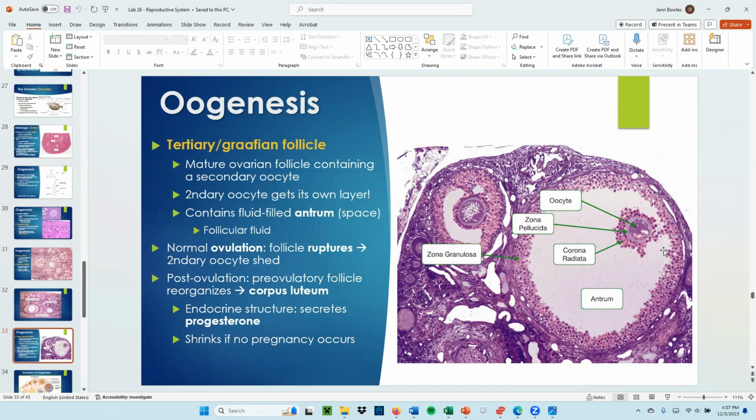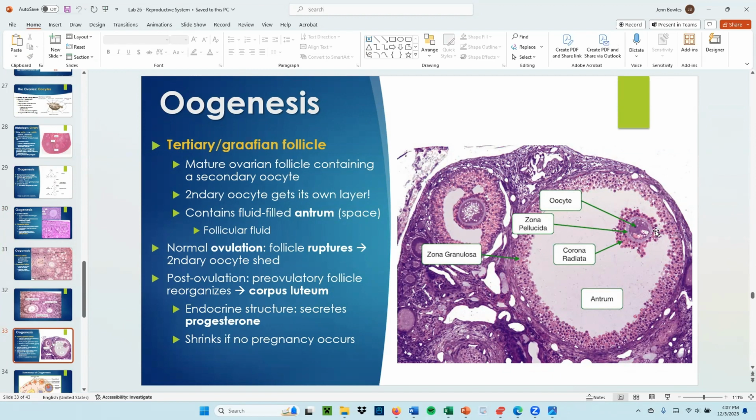We still have those layers of cuboidal cells, but they've been pushed way out. And in the middle here, we have this cavity called an antrum. So definitely want to know that term. In this case, within that mature tertiary follicle, this is now called a secondary oocyte. And that secondary oocyte is what is released during ovulation. So this follicle is actually going to rupture to release that secondary oocyte.